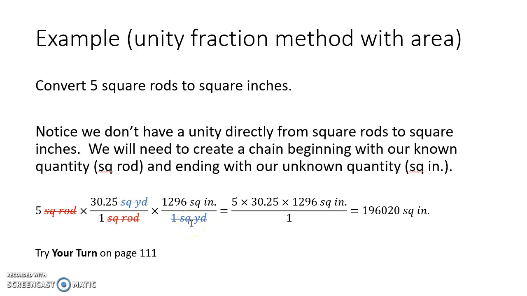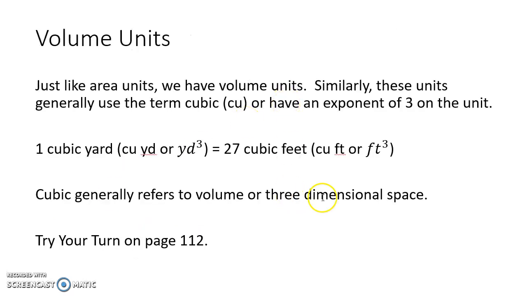And then, like we did previous, my next unity fraction, I'm going to have to put something on the bottom of that to eliminate the numerator unit, the square yards. And I do have a conversion that goes directly from square yards to square inches. That's 1 square yard is equal to 1,296 square inches. So I use that as my unity fraction. Everything will cancel out. That's how I designed the problem to work. So that way the only unit left is my square inches. Multiply all the tops, all the bottoms, divide, and I'm left with 196,020 square inches. All right, so try some of those problems on page 111. Make sure you can do some of those.